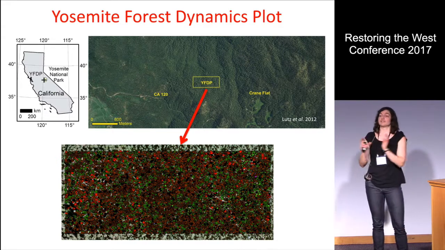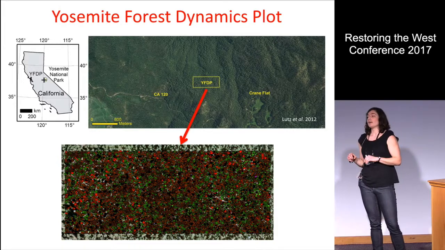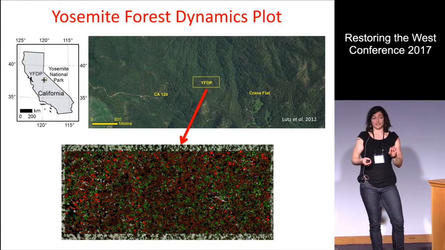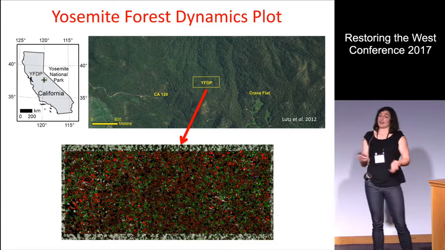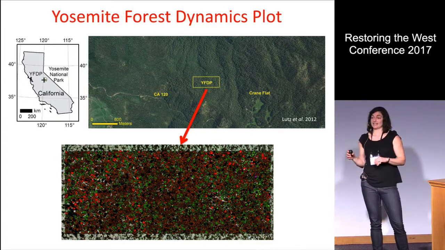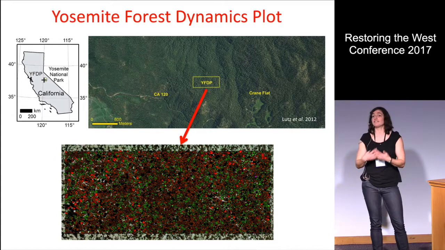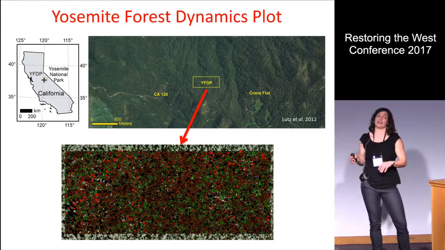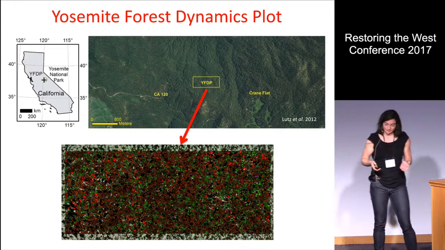And we remeasured those metrics again in 2014, after the plot burned in the fall of 2013. The Rim Fire was burning in the area at that time, and park management decided to light a fire that burned through the plot in this area in order to protect a sequoia grove that was nearby.